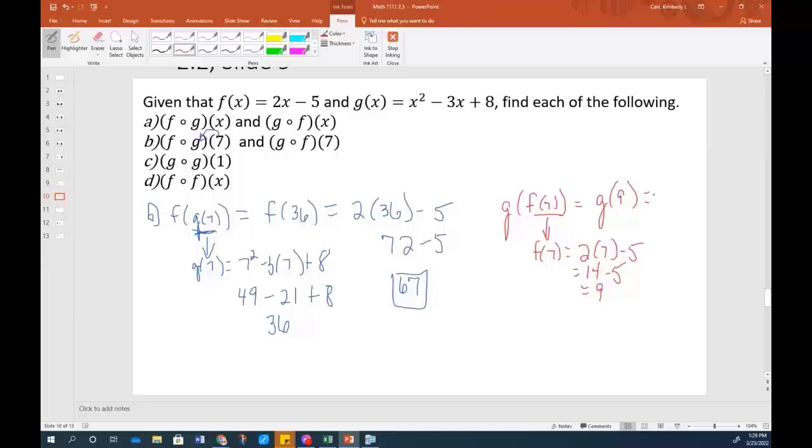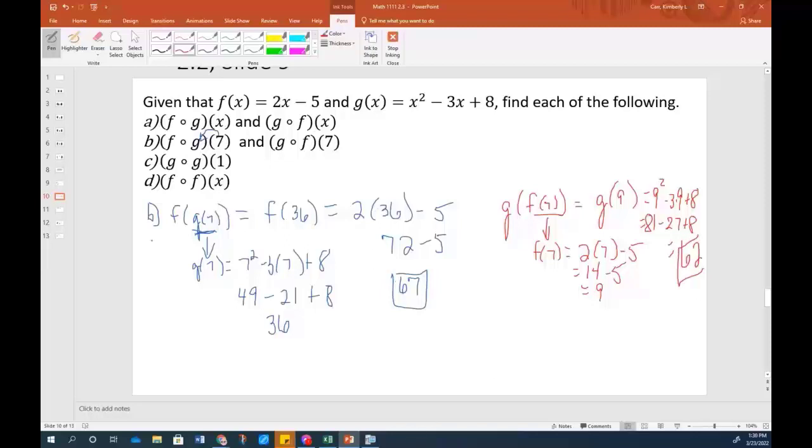All right, so now I need to do 9 squared minus 3 times 9 plus 8. It's going to be 81 minus 27 plus 8. 81 minus 27 is 54, plus 8 is 62. So this one equals 62.